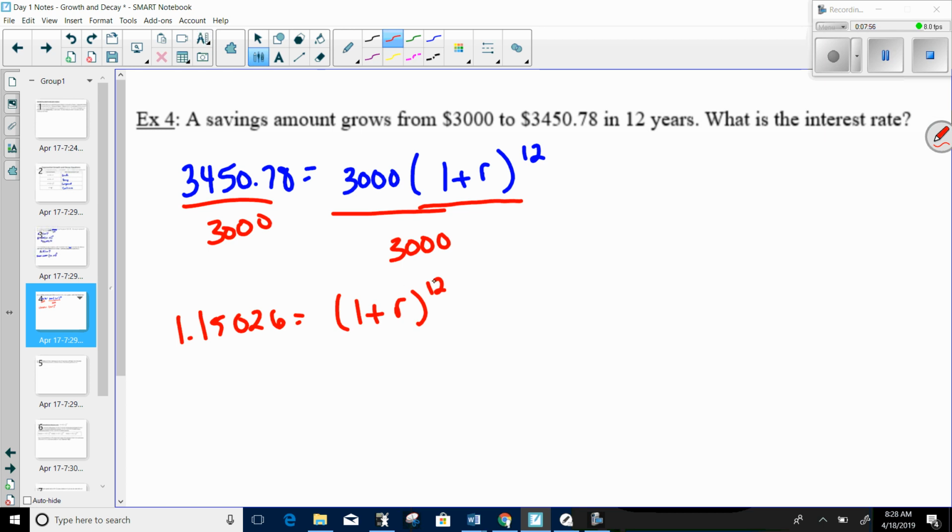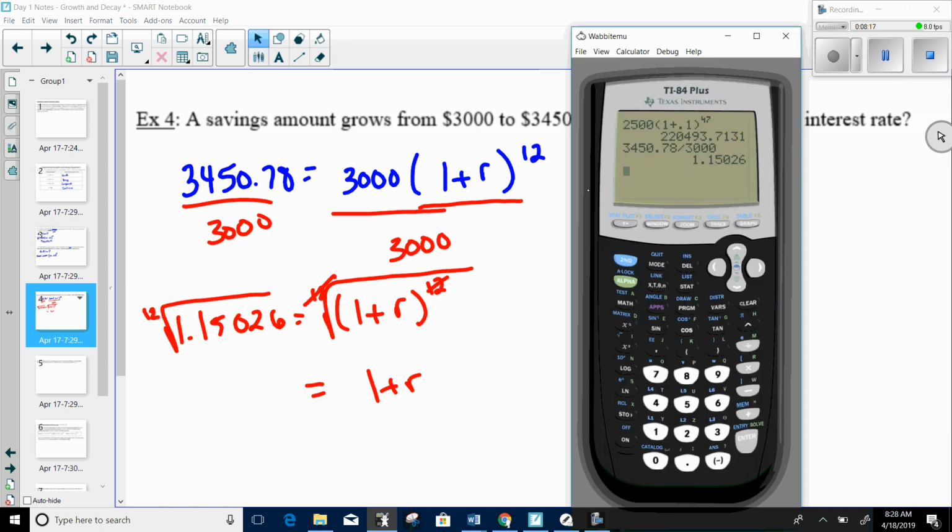Now, how do I get rid of that 12th power? The opposite of that would be to take the 12th root. So we take the 12th root of the left side. The right side is going to be 1 plus R because the exponent of 12 and the root of 12 are going to go away. How do I do that on the left side? I take the 12th root. So with the calculator, you're going to hit 12, math, and then it's the 5th one down, so you hit the number 5, and then you type in 1.15026. And you hit enter, and you get 1.1011.